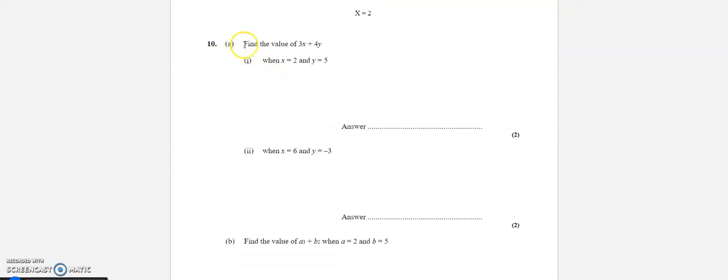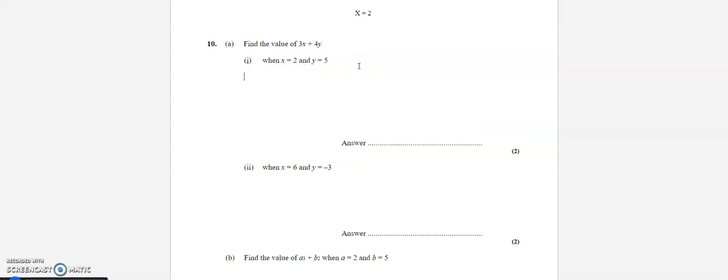So moving on, we're now having to find the value of 3x plus 4y when x equals 2 and y equals 5. Similar thing again, we're just going to go line by line with this. Just to remember, one of our basic rules is if there is no gap between the letter and the number here, it is 3 lots of or 3 times x. And this is 4 lots of y or 4 times y, depending on your preference.